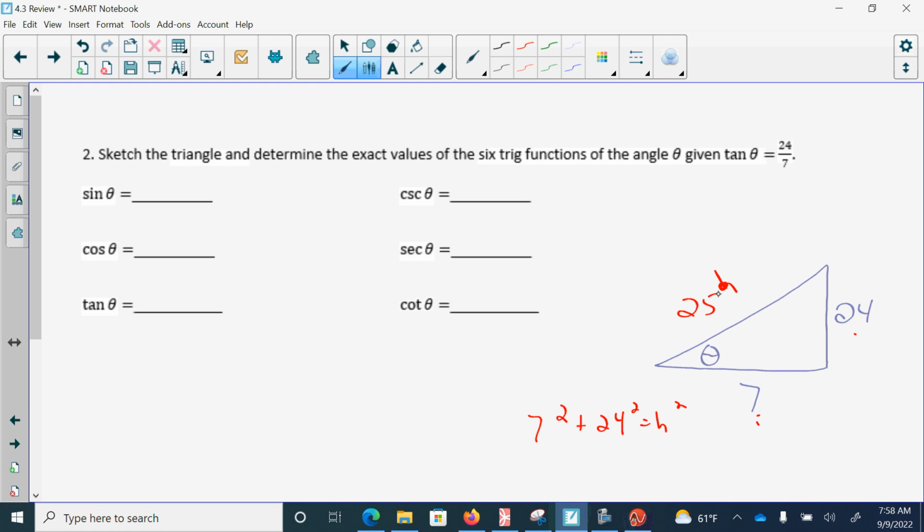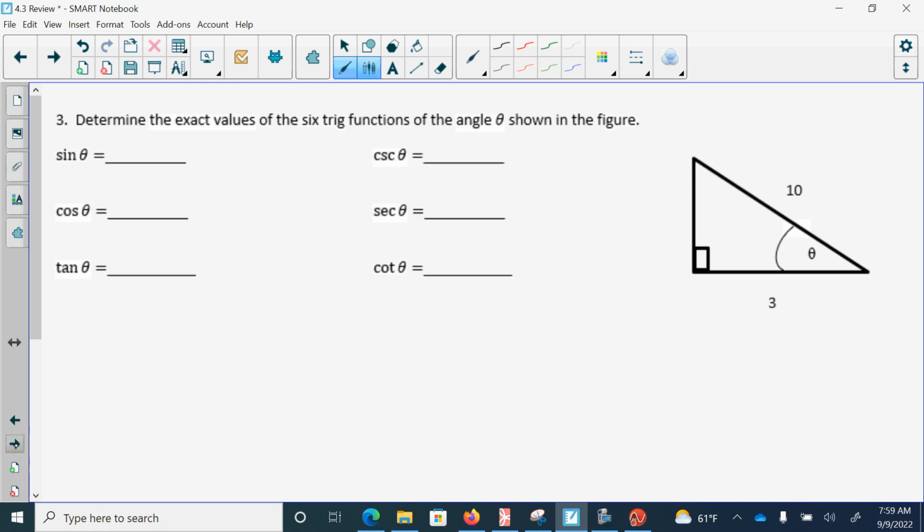Now to find the sine, I'm looking from this angle here, so I'm doing the opposite over the hypotenuse, so that would be 24/25. The reciprocal, cosecant, will be 25 over 24. Cosine is the adjacent, the side that helps form that angle, so 7 over the hypotenuse, which is 25. The secant is the reciprocal of that, so 25/7. The tangent they gave me was 24/7, and the reciprocal would be 7/24. But again, if I look at this triangle, my adjacent and opposite, that's how I get my tangent.